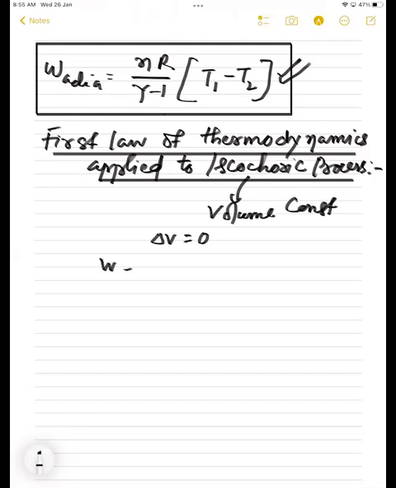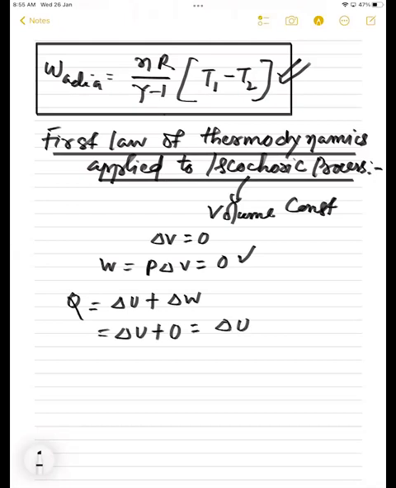And you know work done is equal to P into delta V. So that will also be equal to 0. Right? And you know from the first law of thermodynamics, Q is equal to change in internal energy plus work done. And since work done is 0, Q is equal to delta U.